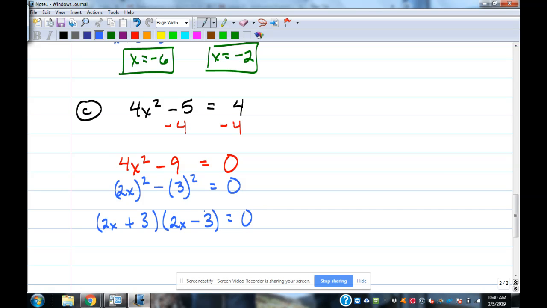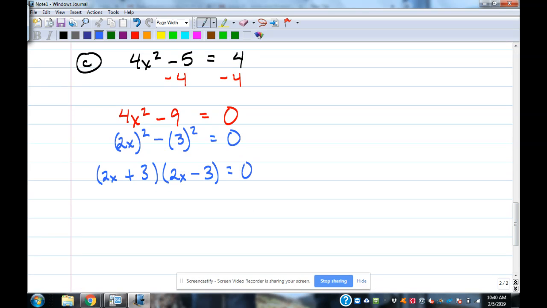One's a plus, one's a minus. Doesn't matter which one you put a plus and minus to. But if we can rewrite it that way, then the factors work that easy. Okay? Set each of those equal to 0, and solve. Subtract 3.